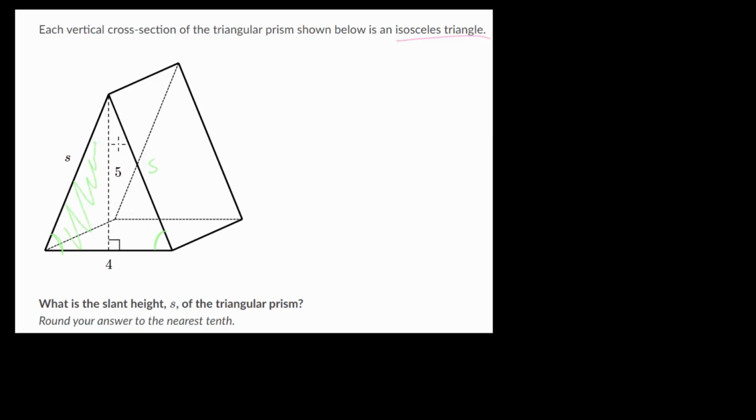So this triangle here and this triangle here are the same triangle. They are congruent. What that means is that this length here and this length here are going to be equal. And so if the total length is 4, that means that each of these are length 2. So we can focus on one of these right triangles. Let's just pick the one on the right and redraw it, and then use the Pythagorean theorem to find this missing slant height, which we call s. So this is 5, this is 2, this is a right angle, and this is s.